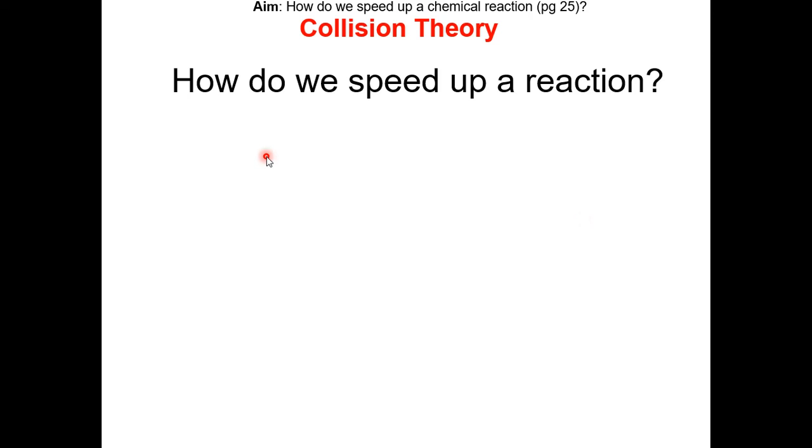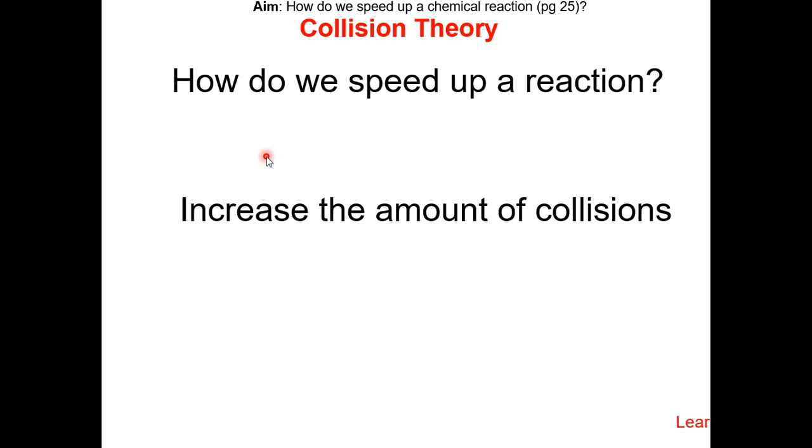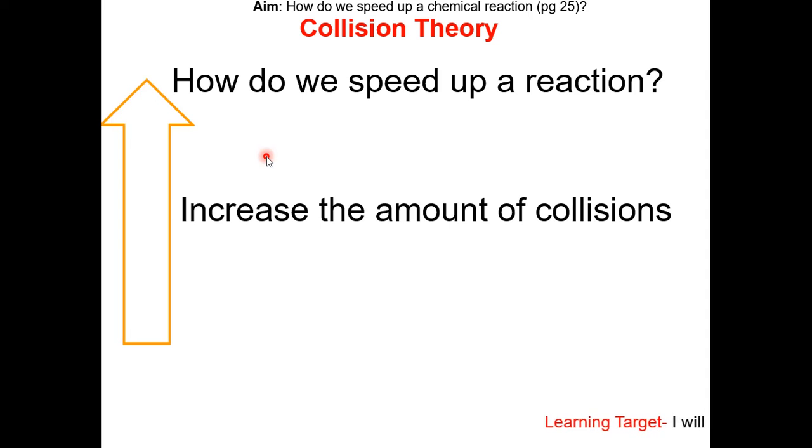So in summary, how do we speed up a chemical reaction? We have to increase the amount of collisions. By increasing the amount of collisions, the reaction will proceed faster. In the TED video, they discuss 5 different ways. We will go over them in this lesson.